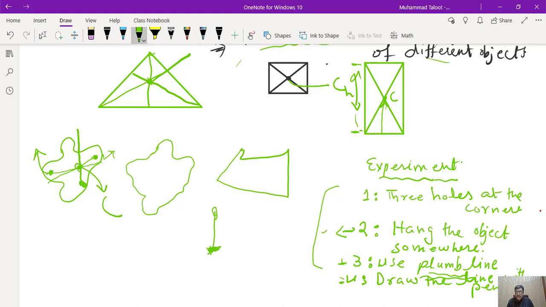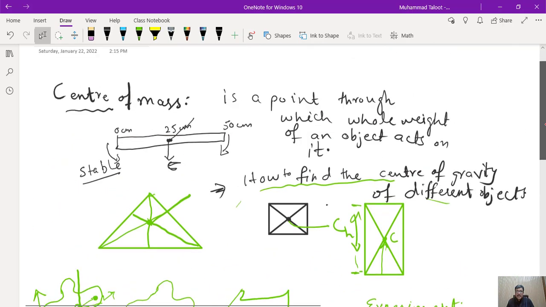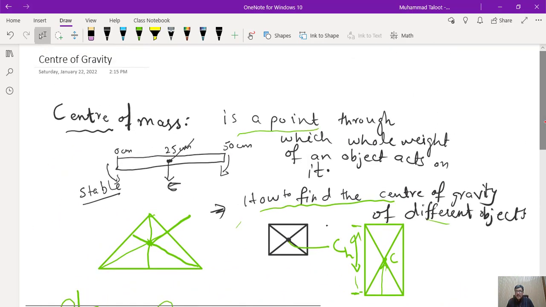So this is the way you can find the center of gravity, and we have discussed that the center of gravity is basically the point where the whole weight of an object is concentrated, and that point is known as the center of gravity, and we have written it here as well. So this is about the center of gravity. Now we are moving towards stability.